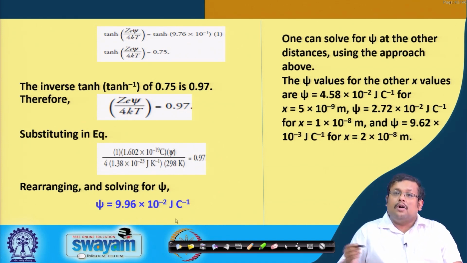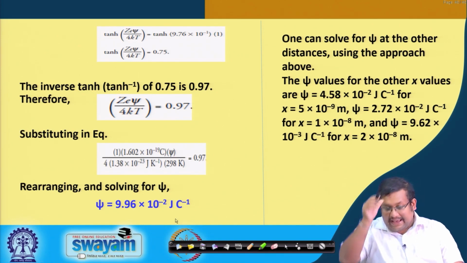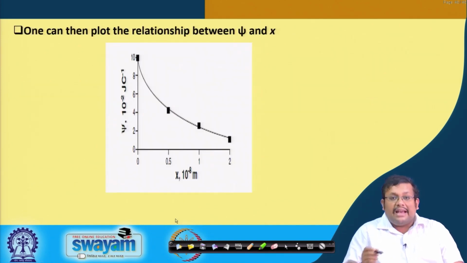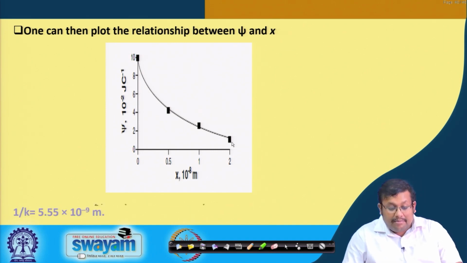So, similarly for all the distances x we can calculate this psi, and once we calculate the potential, we can plot it as a function of x or distance from the surface, and then we can see that we are getting this exponential decrease of potential as postulated by Gouy and Chapman in their diffuse double layer model.